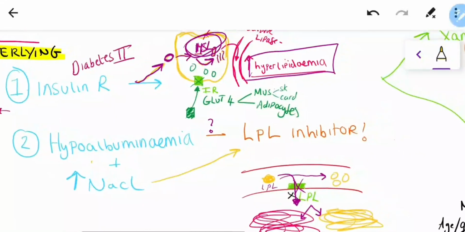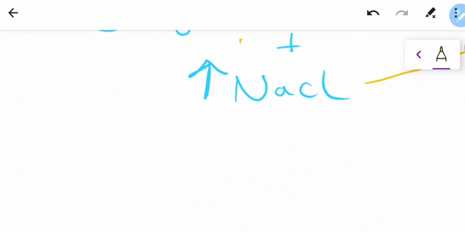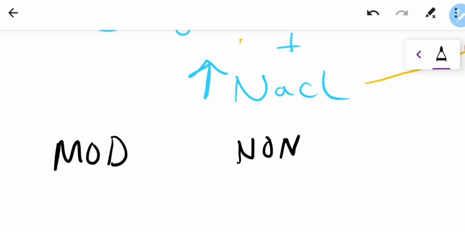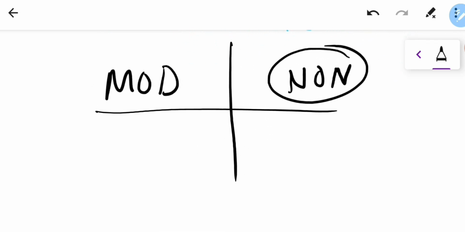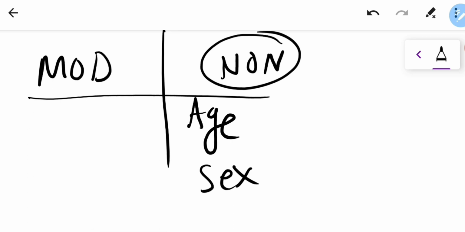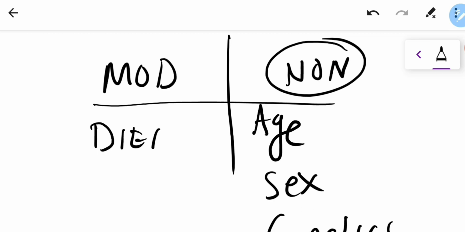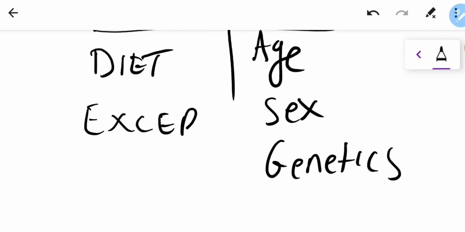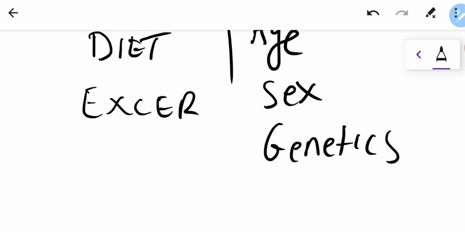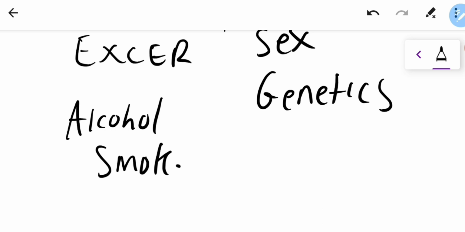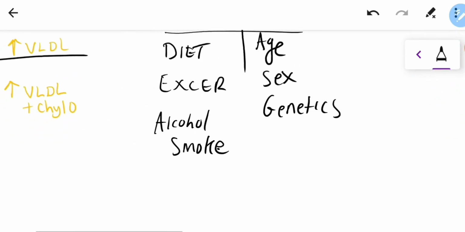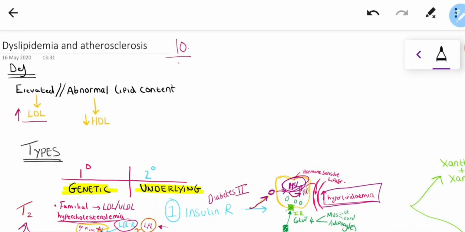Now on top of these secondary conditions that increase hyperlipidemia, you could also have the general things like modifiable and non-modifiable. We've already discussed non-modifiable a little bit. Non-modifiable could be age, sex, genetics. We've already discussed genetics. Modifiable is diet, exercise, alcohol, smoking, that sort of thing. So that, in a nutshell, is dyslipidemia.